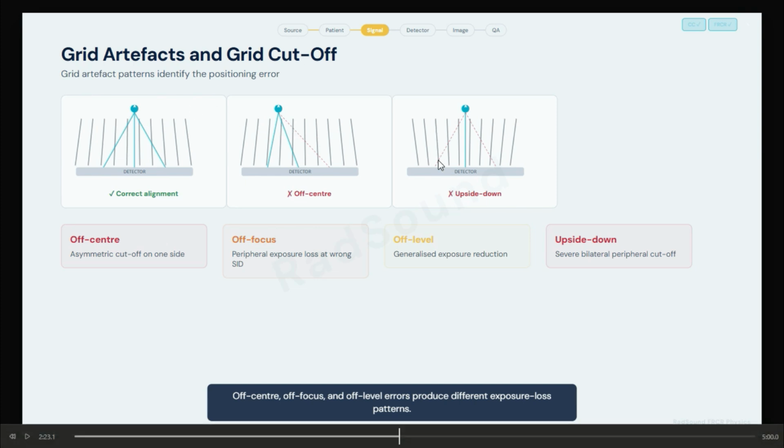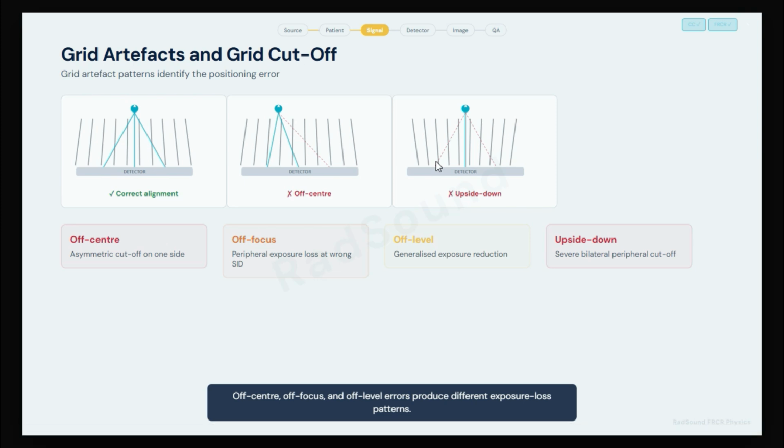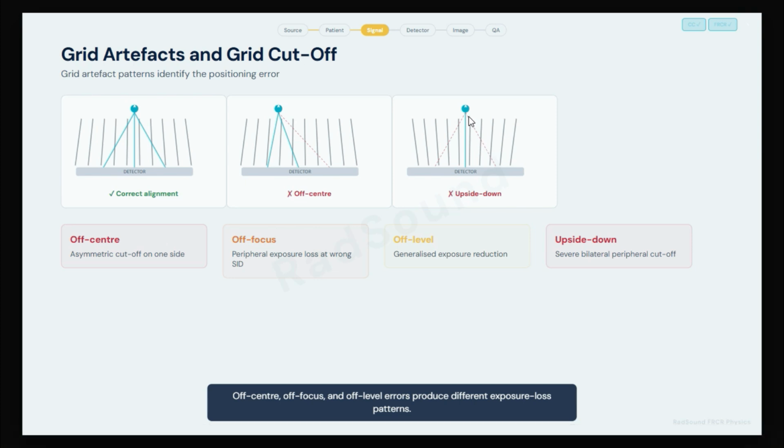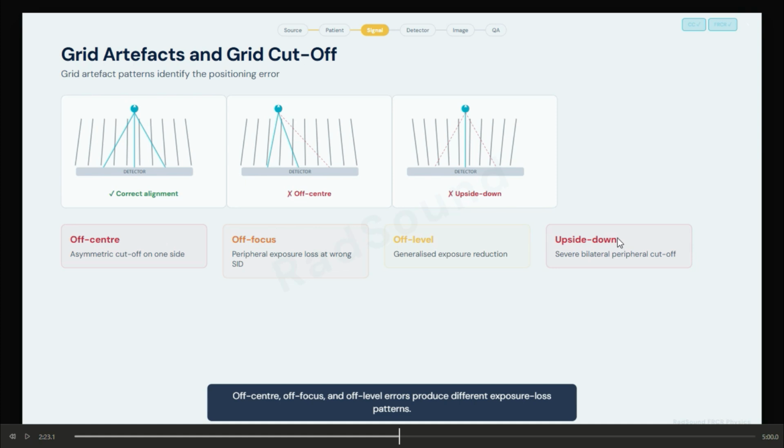What about upside-down? With an upside-down grid, mostly there will be severe bilateral cutoff, with only a narrow central strip adequately exposed, an unmistakable pattern. Mostly, the cause is a focused grid inserted upside down. So instead of going this way, they are inserted upside down. So only the narrow central part would have adequate exposure. So what could be the remedy?